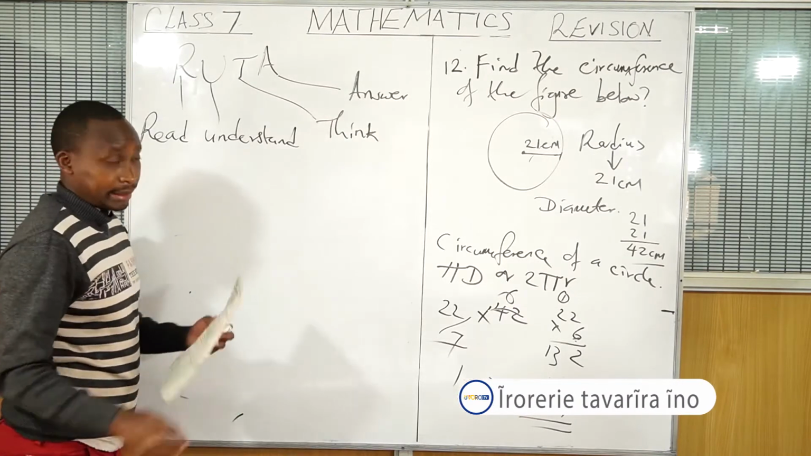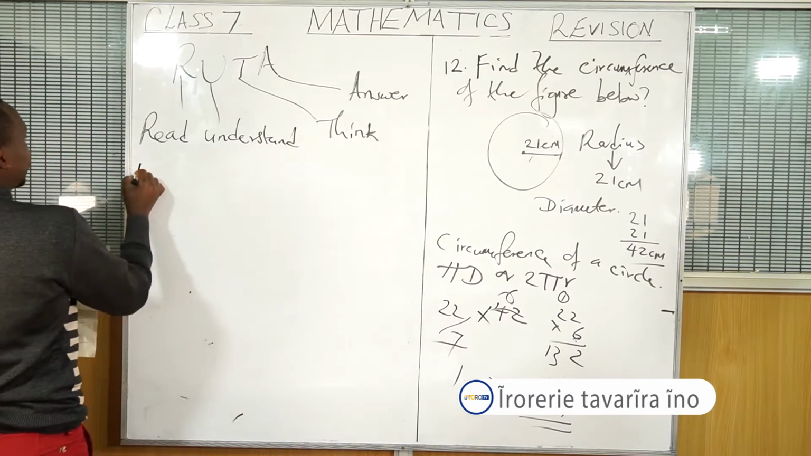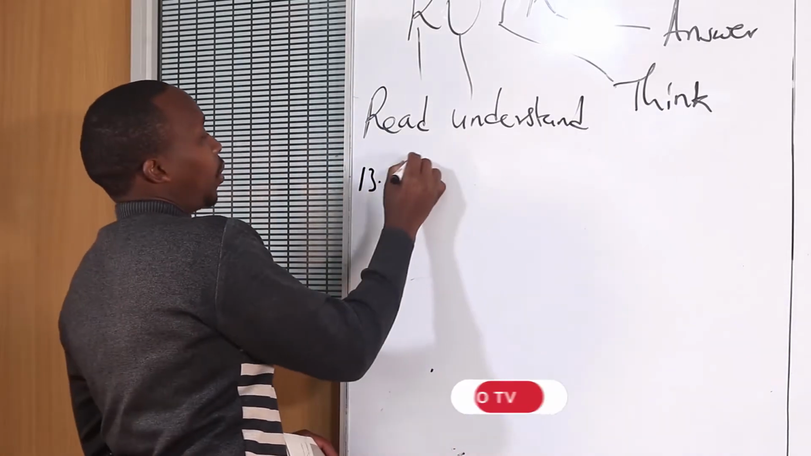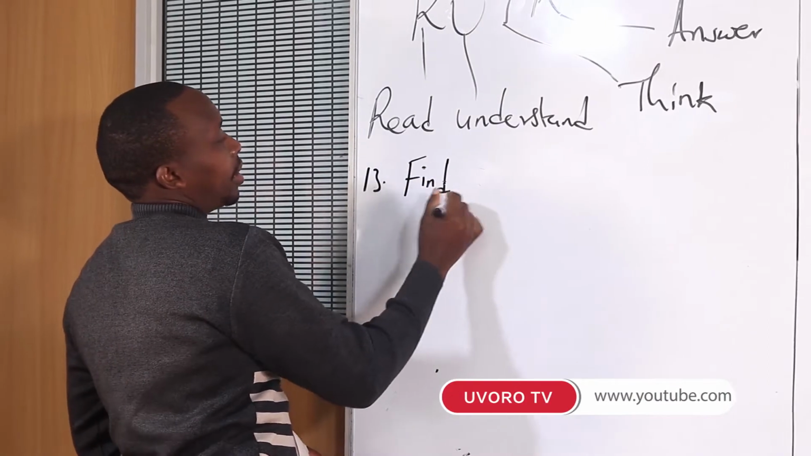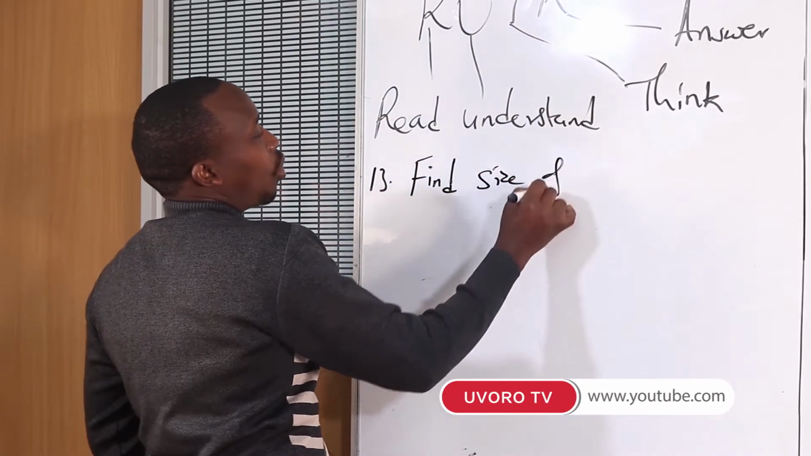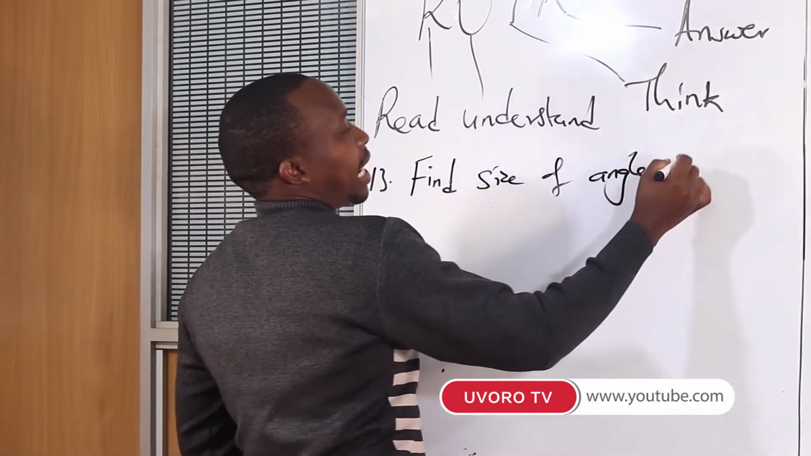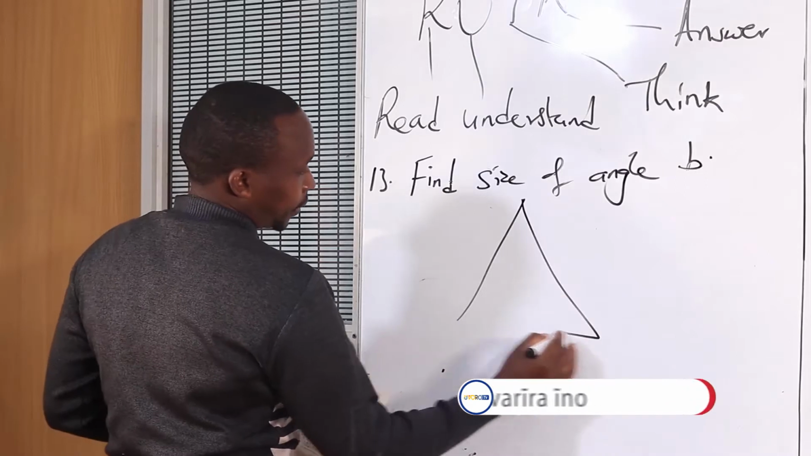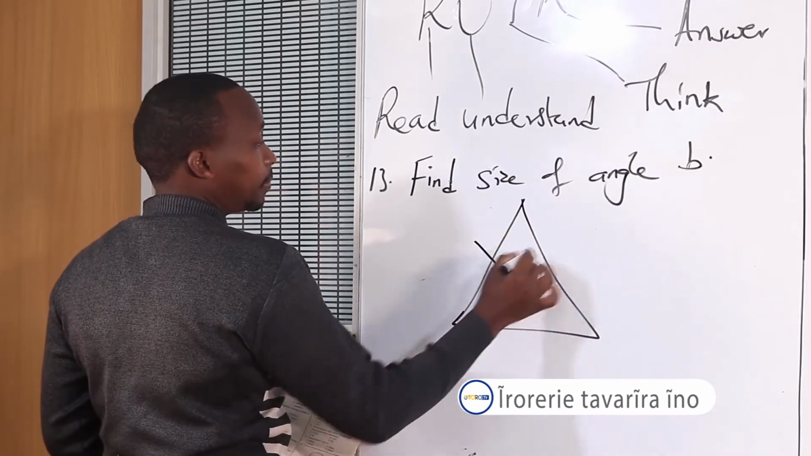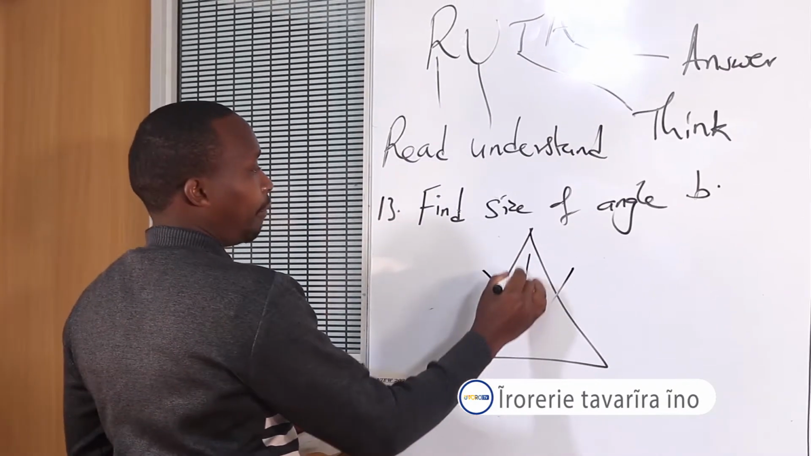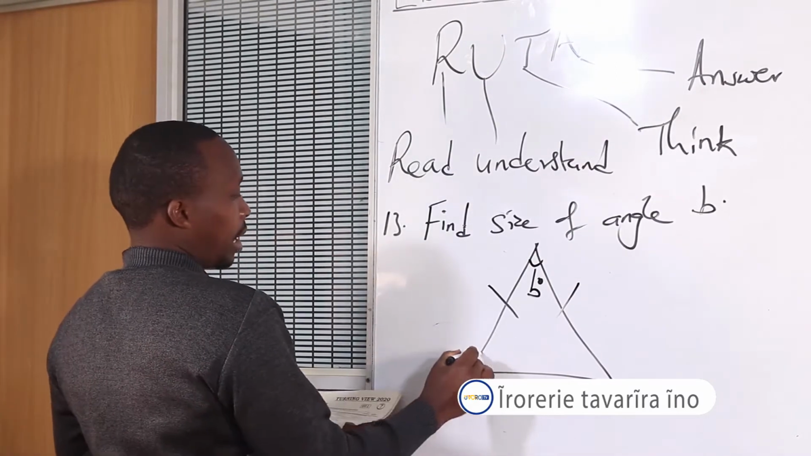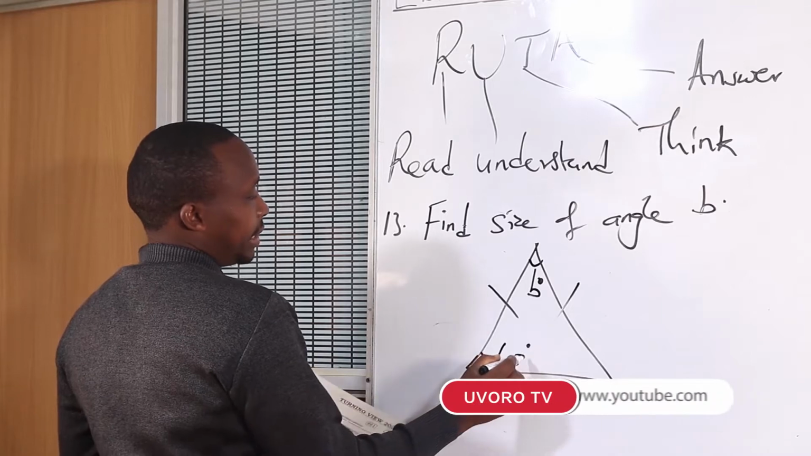Number 13. That is where we are. Number 13, we are told to find the size of angle B. Find the size of the angle B. Now we have this triangle here. We have B degrees, and we have 65 degrees.